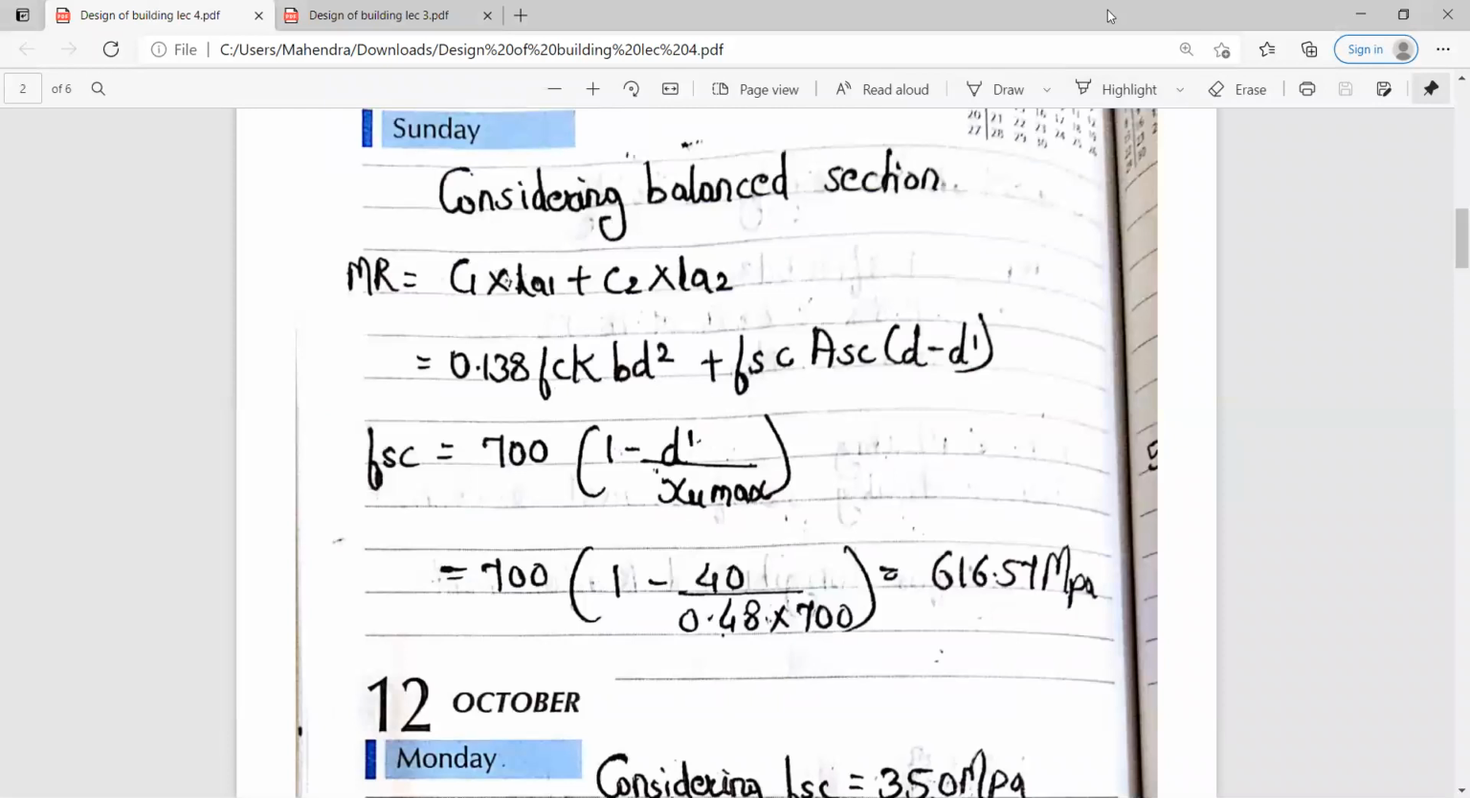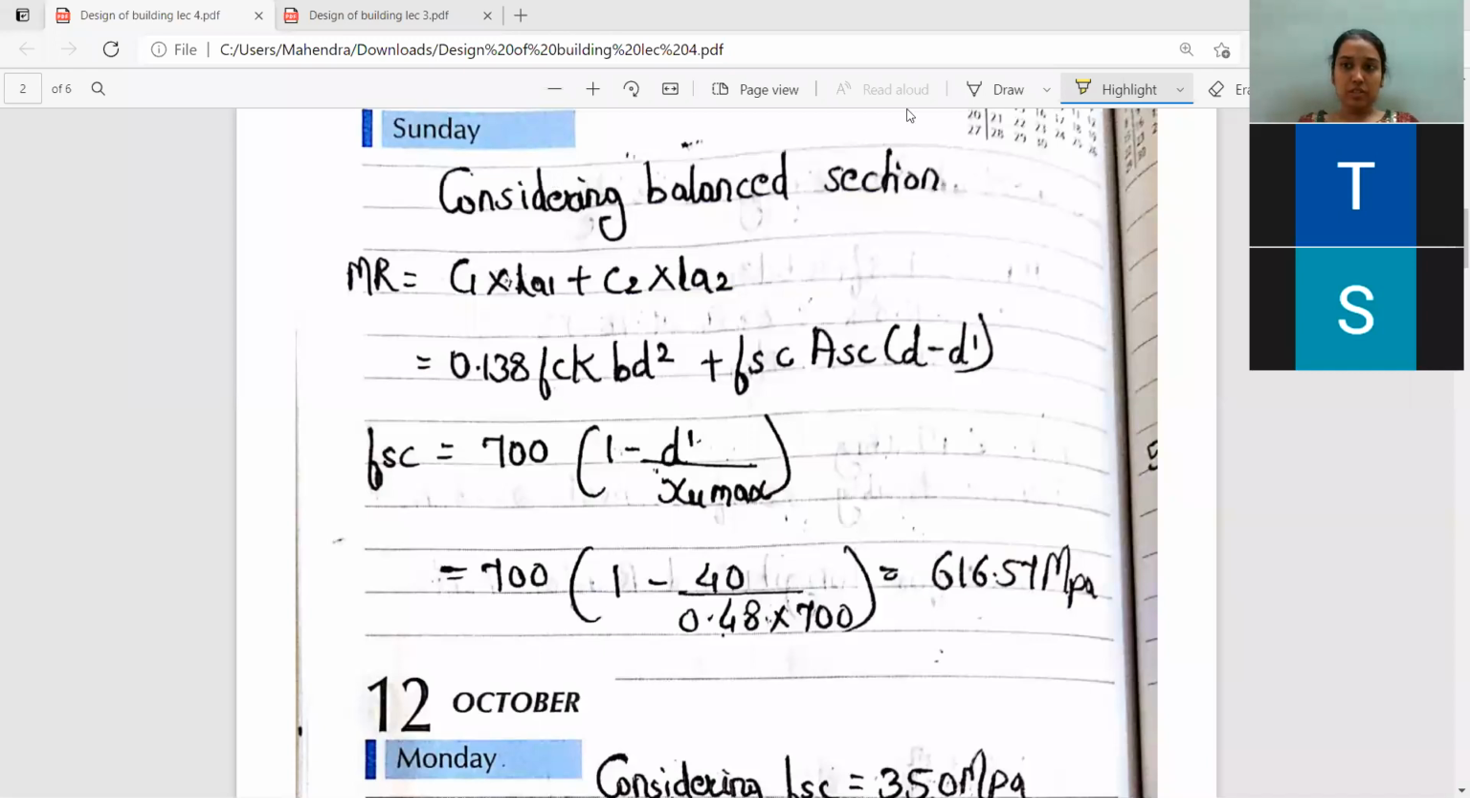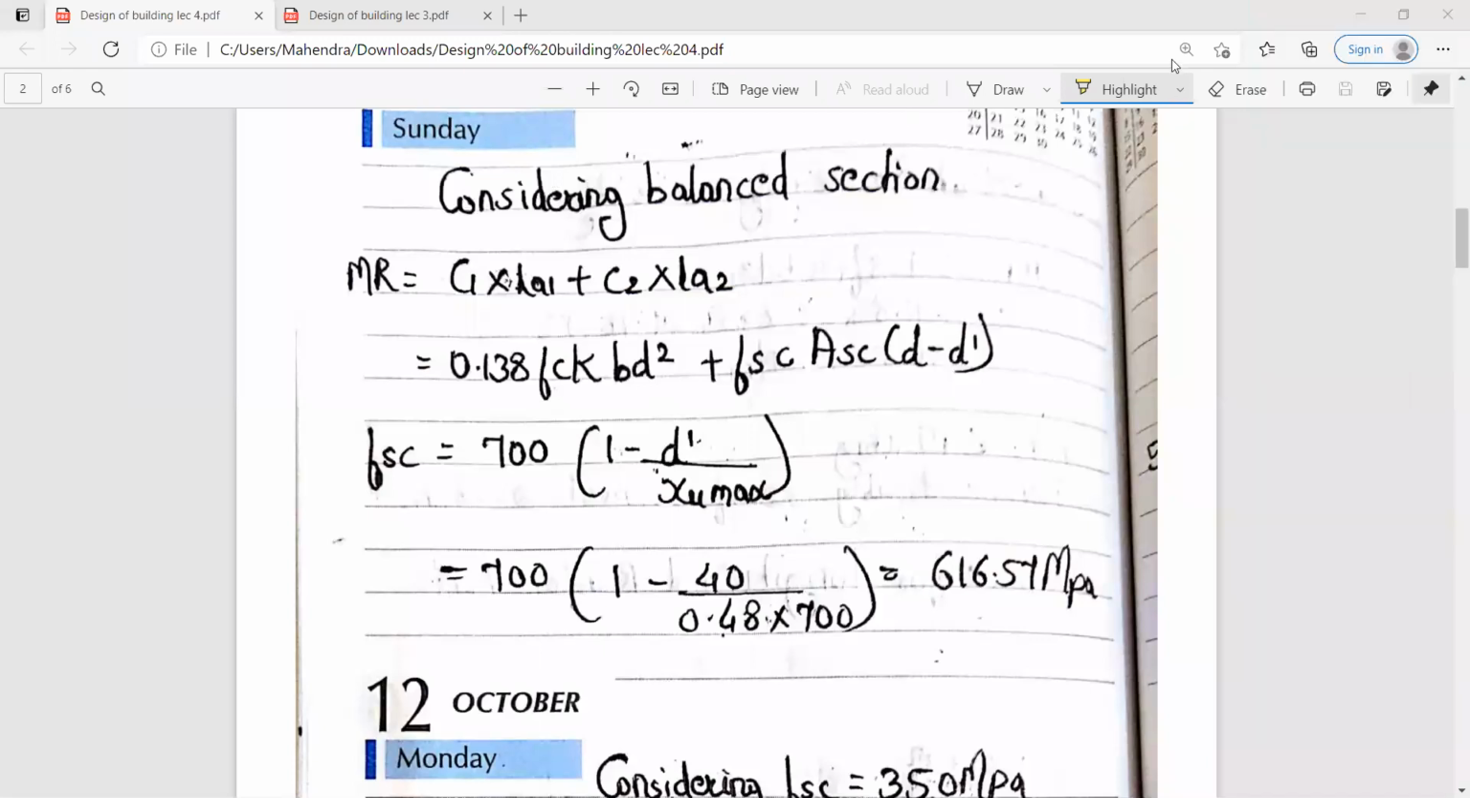You need to consider the balanced section. And whenever you are going to consider the balanced section, you have to use this formula. That is, moment of resistance equals C1 into L into A1 plus C2 into L into A2. For that, again you have the formula, that is 0.138 FCK into BD square plus FSC into ASC into D minus D dash. So first of all, you need to calculate the FSC.